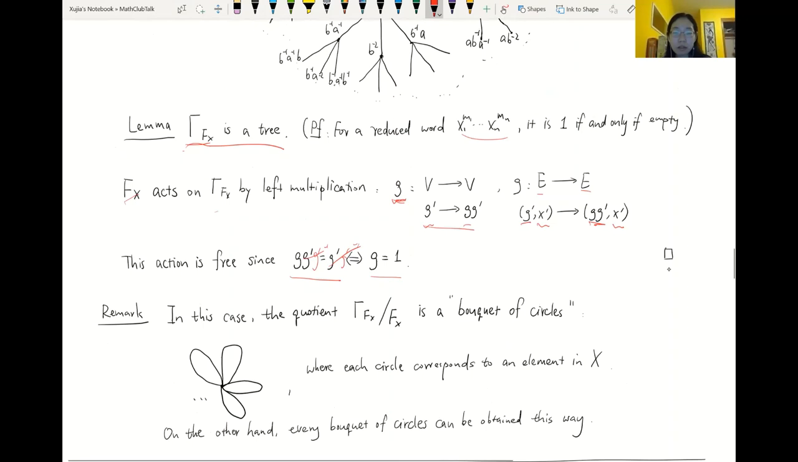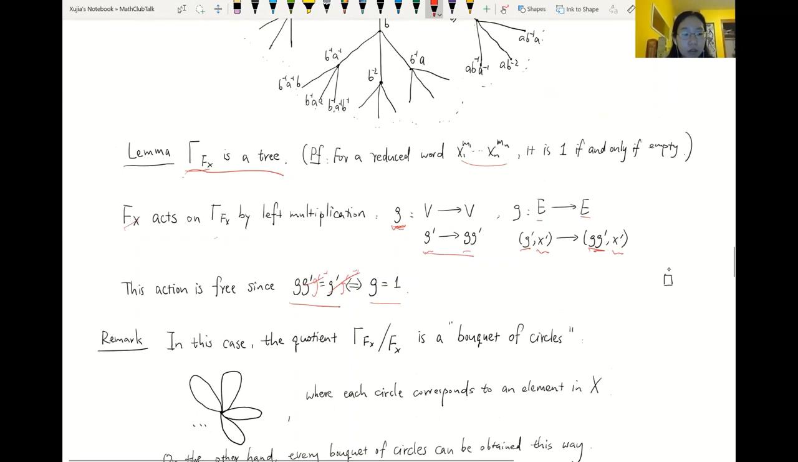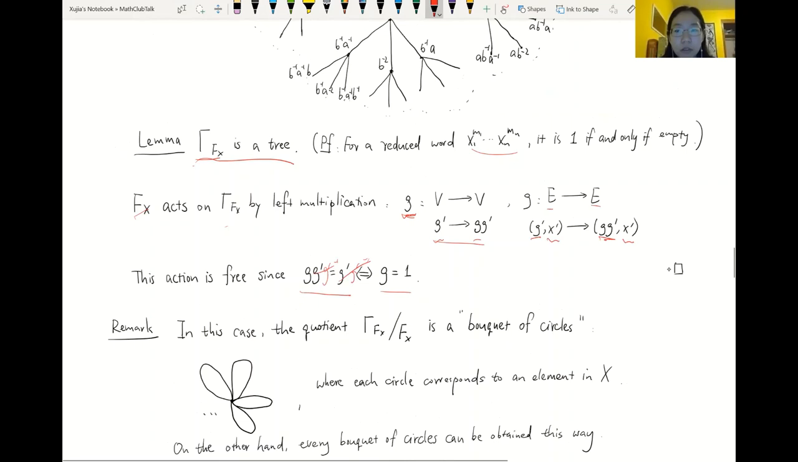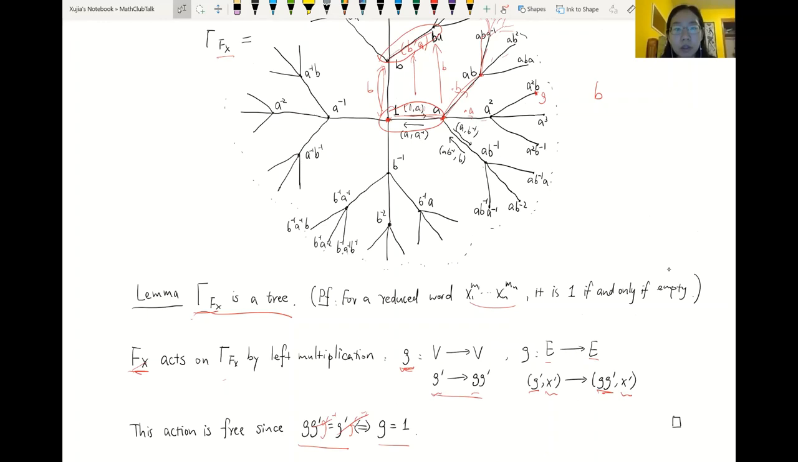Why this? Because this group action clearly can map any vertex to 1. So if you have a vertex element G here, you can just use left multiplication by G. You have the element G, which is also an element in the group. You left multiply 1 by G, you get G. So it maps this 1 to G.